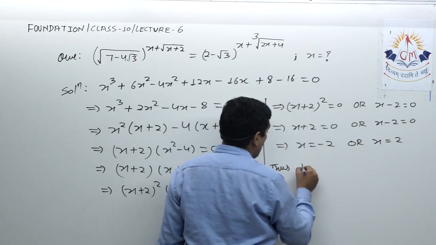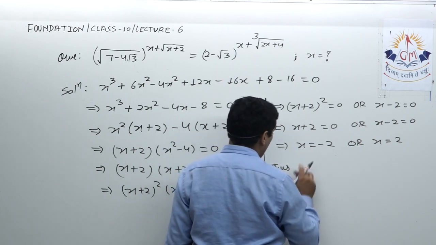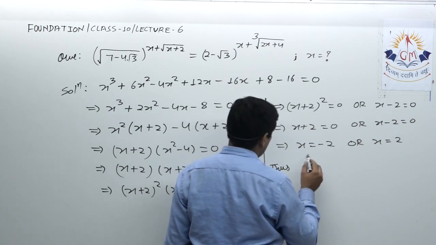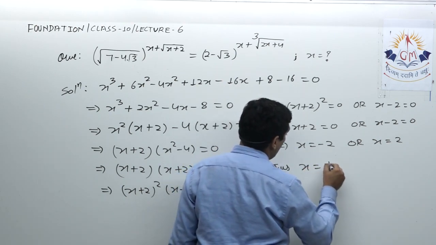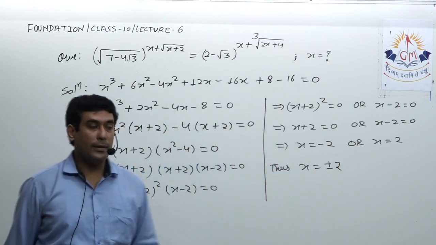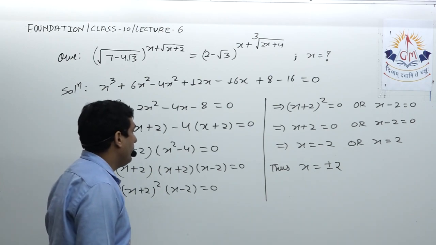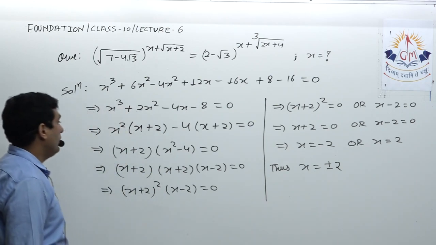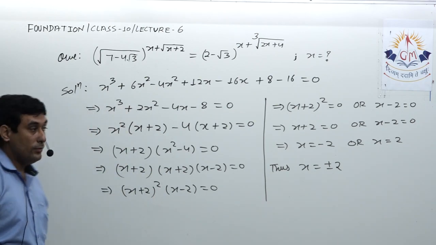Thus x is equal to plus minus 2. Either it will be plus 2 or it will be minus 2. So there are two possible values of x over here. So please note it down.